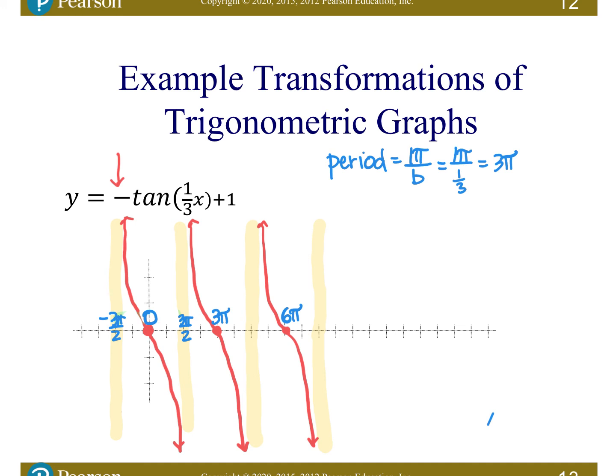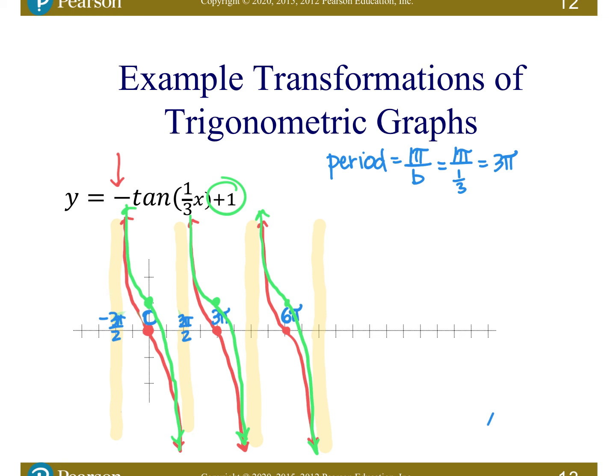Last thing I need to do is bump this whole thing up 1 because of the +1 here. So each of these branches or graphs is moved up 1 unit. It doesn't change the labeling. It doesn't change the asymptotes. It just changes the general shape of the graph just because it's one up, but it doesn't change anything else about our domain or range or anything. Okay, so let's talk about our domain.